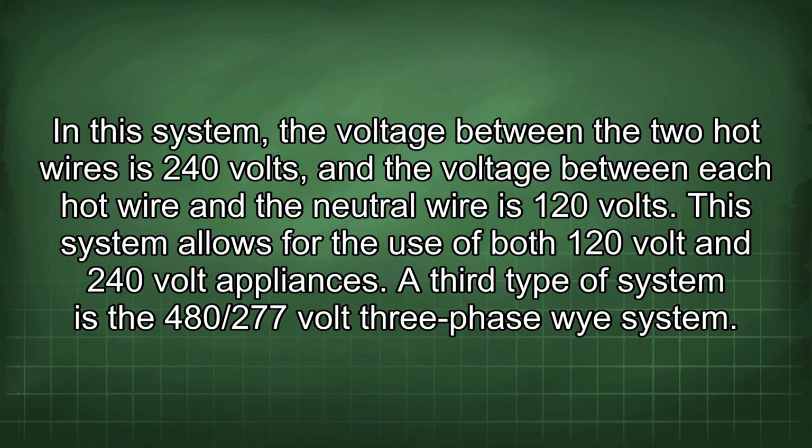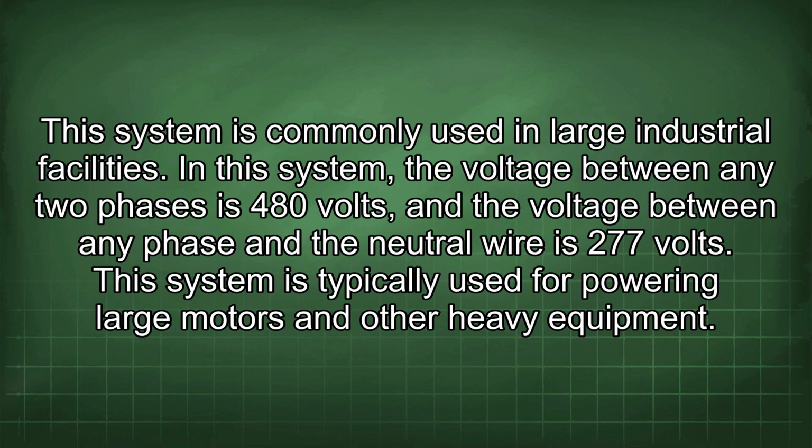A third type of system is the 480/277 volt three-phase Y system. This system is commonly used in large industrial facilities. In this system, the voltage between any two phases is 480 volts, and the voltage between any phase and the neutral wire is 277 volts.